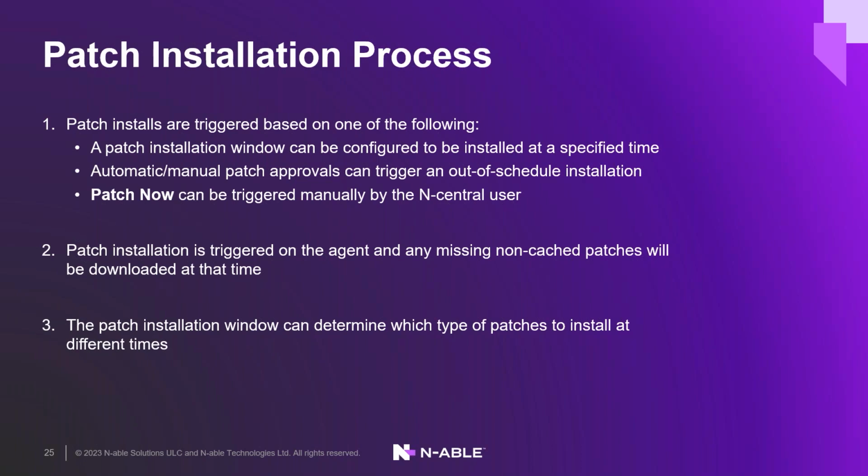Number 2, patch installation is triggered on the agent, and any missing non-cache patches will be downloaded at that time. And number 3, patch installation window can determine which type of patches to install at different times. Okay, so let's repeat that third one. The patch installation window can determine which type of patches to install at different times. Not everything has to happen all at once. You can set up multiple windows for success. All right.